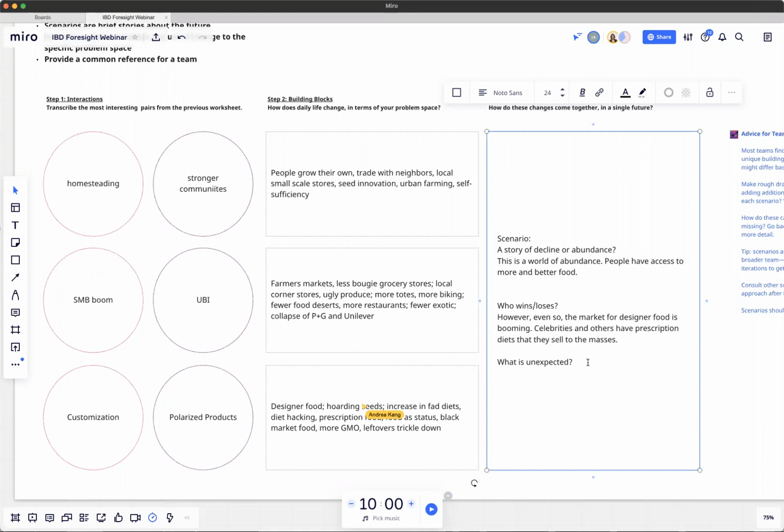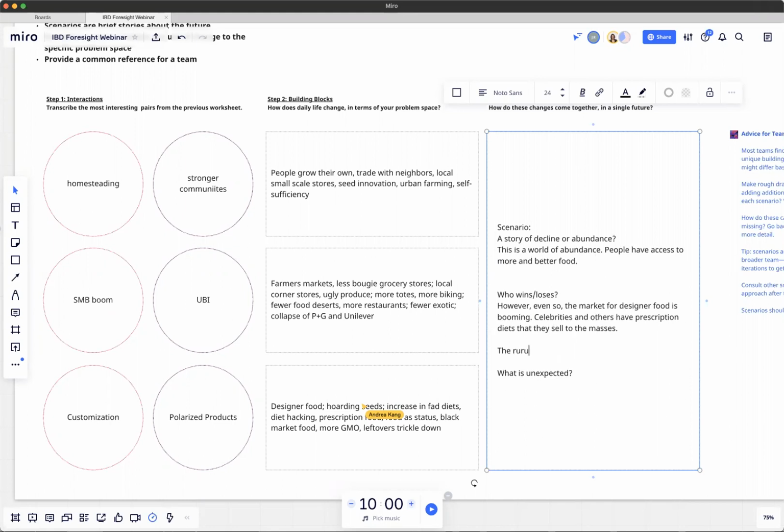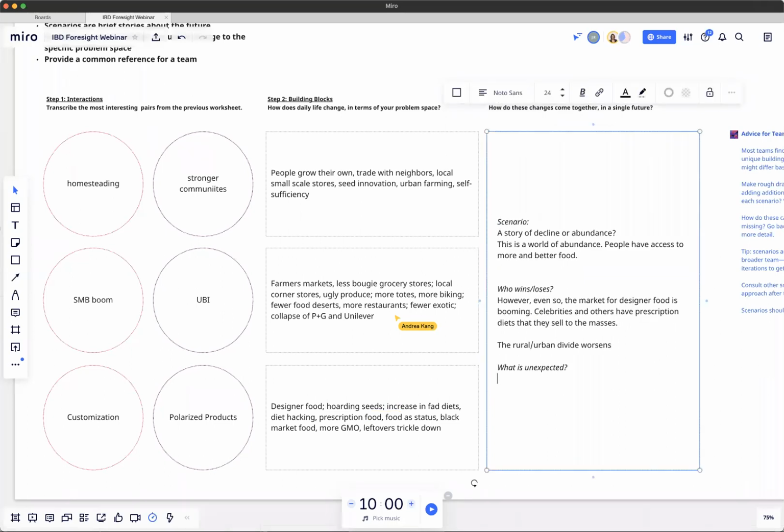Yeah, so the rural/urban divide worsens. Can't spell rural. Is there anything that is unexpected in this little story? Expected. Mm-hmm.